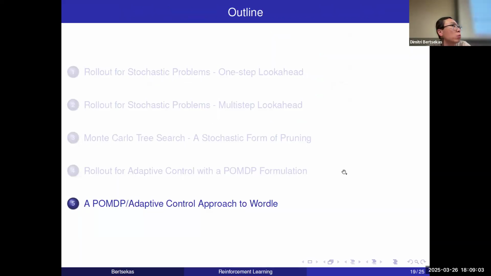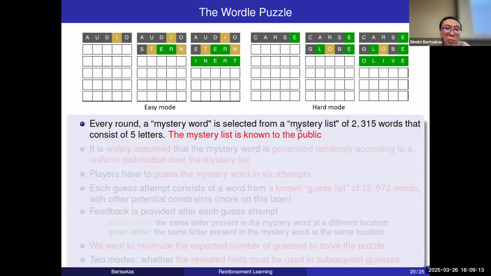All right. So with that, let's go to the example Wordle, and I'm going to demonstrate how this approach can be applied to solve the puzzle. How many of you have played this game? Okay, a lot of you, most of you. But I will just briefly go through it.